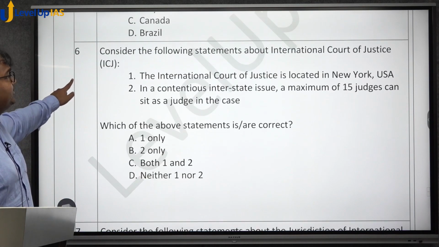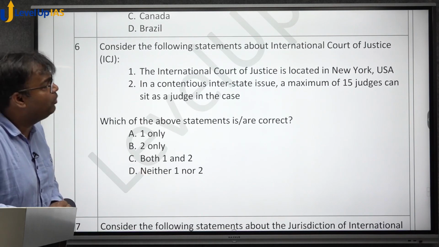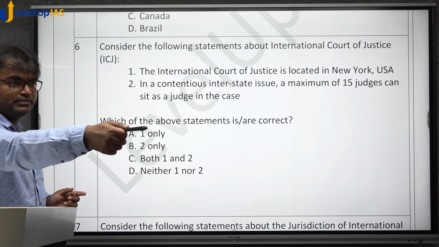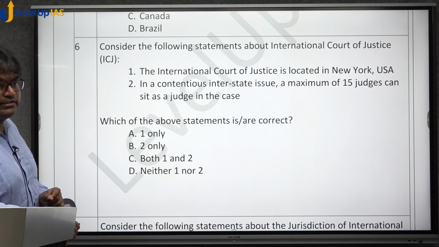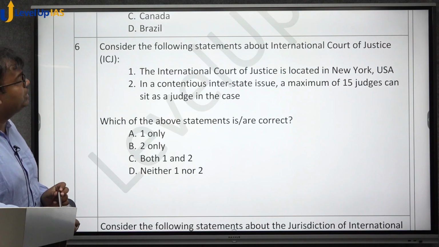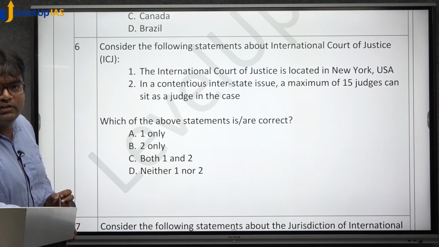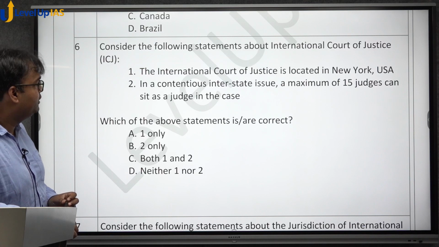Question number 6. Consider the following statements about International Court of Justice. Question number 6. You would want to attempt it? International Court of Justice is located in New York. Wrong. It's located in Hague, Netherlands.